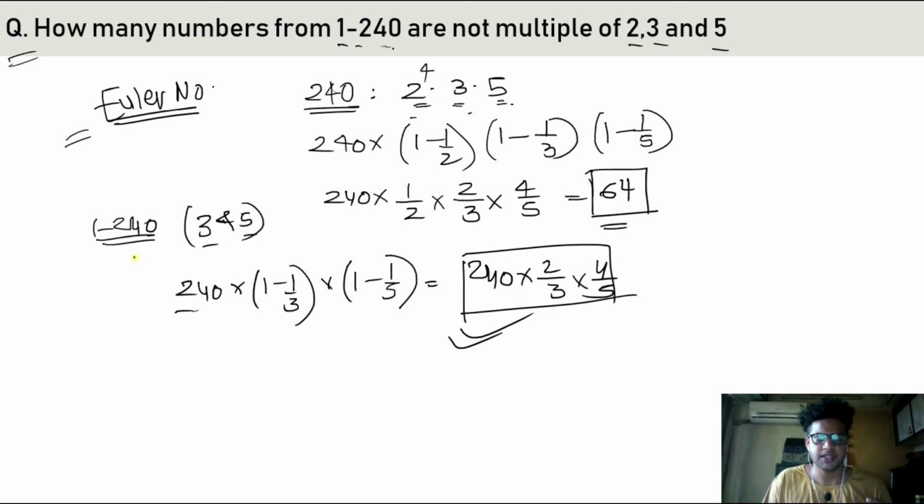I hope the concept is clear. So the next time you face a similar question, don't go ahead with the conventional method. Instead, go ahead with the Euler number concept.